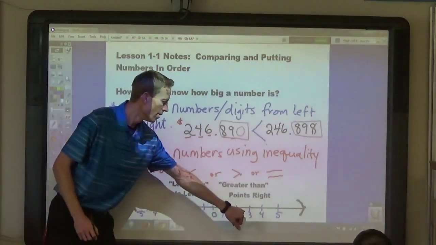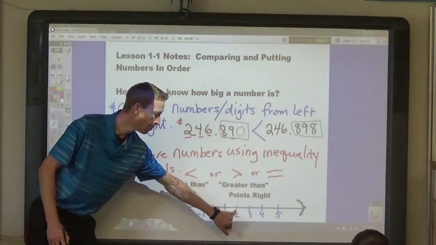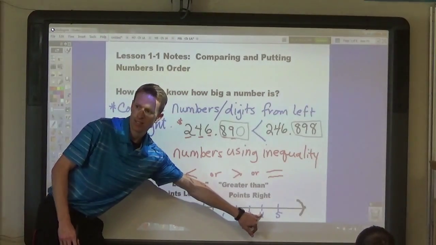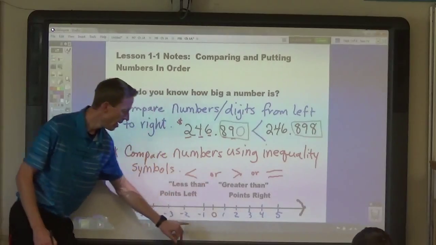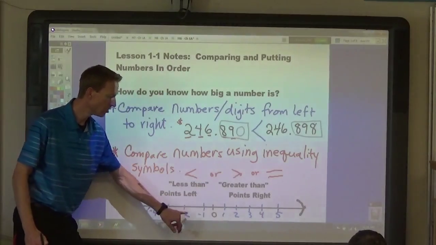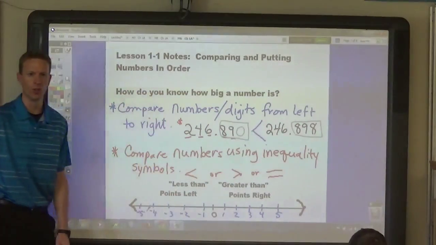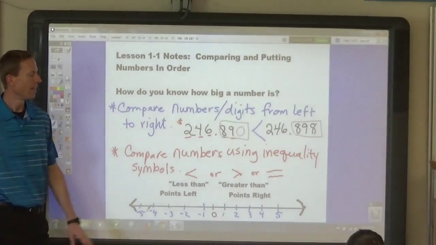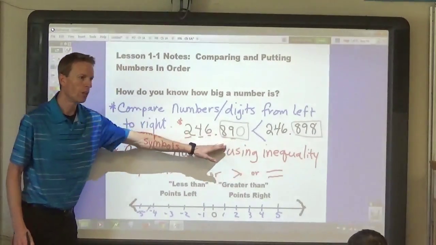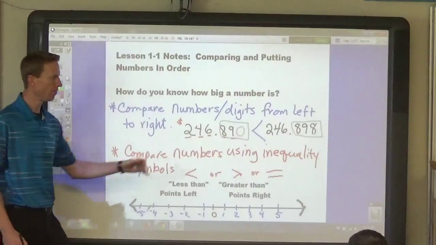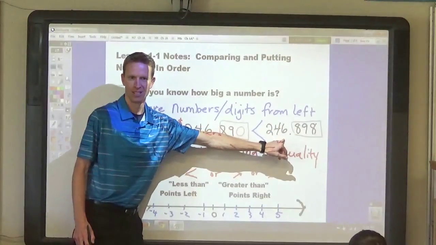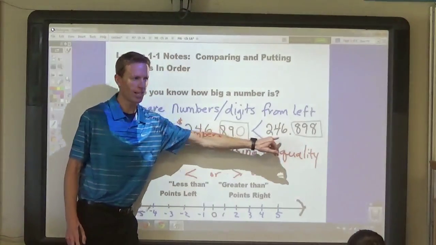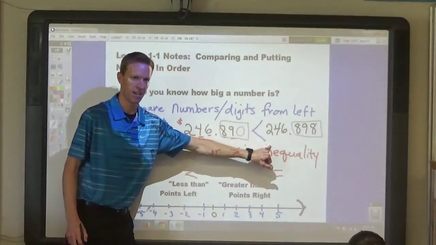So, 2 is to the left of 4, isn't it? And -2 is to the left of 2. And this number would be to the left of this number on a number line. So that's why we use the less than sign.